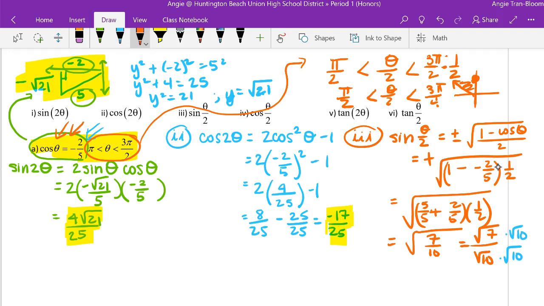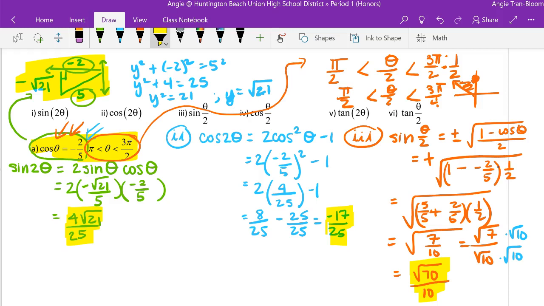So here comes my final answer. Are you ready? Big radical 70 all over 10. Radical 70 is 7 times 10, and neither of those helps us simplify. All right, so that is 3i.